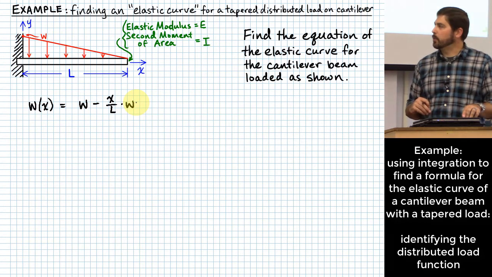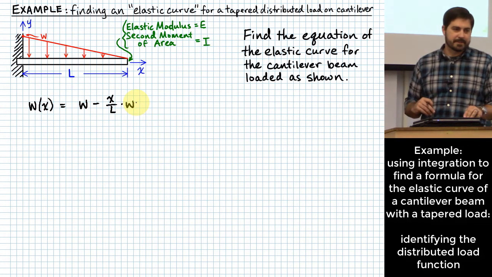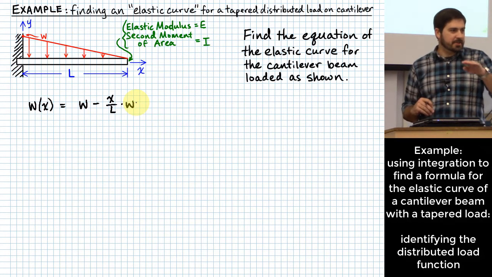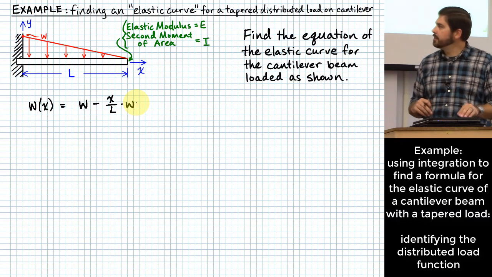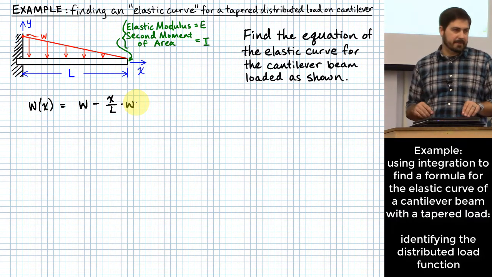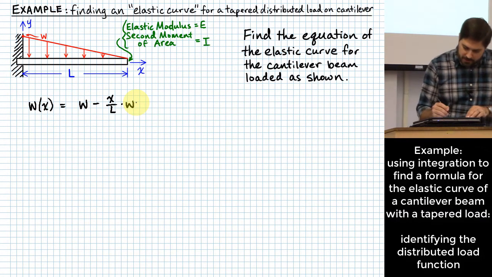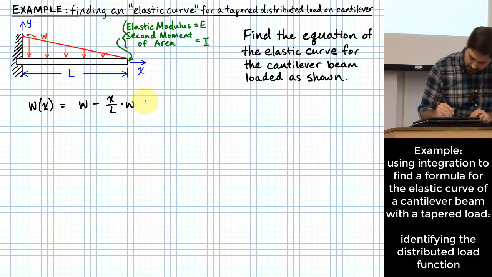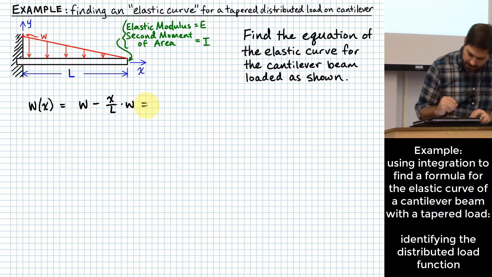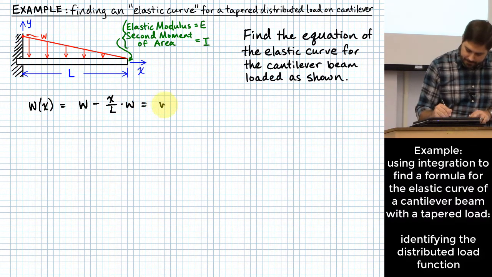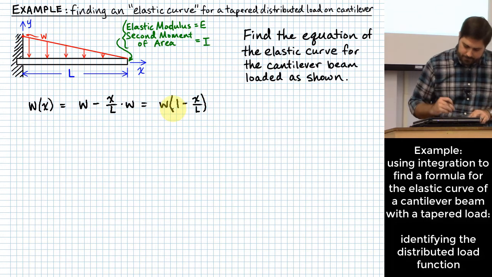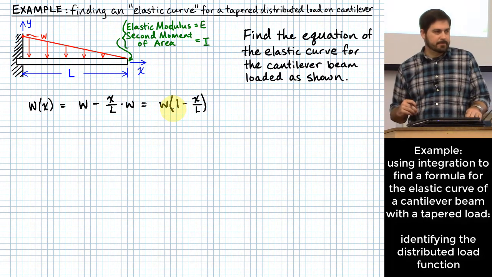So think about that. When x is equal to L, I've got W minus W. It's just a linear change from one to the other. So that pretty much gives it to me there, right? All right, let me do this as well. Let me factor out the W. Is that acceptable?